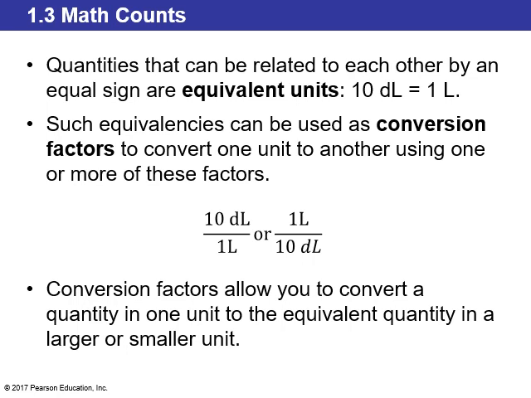Let's use the mathematical principle of substitution. 10 deciliters is the same as 1 liter, correct? So I could replace the 10 deciliters on the top of that fraction with 1 liter, because we know 10 deciliters is equal to 1 liter. So we have 1 liter divided by 1 liter, and that's 1. All conversion factors are some number divided by itself, so all conversion factors are equal to 1. You can multiply a conversion factor by a number. It will change the unit, but it will not change the value of the thing you're multiplying it by.